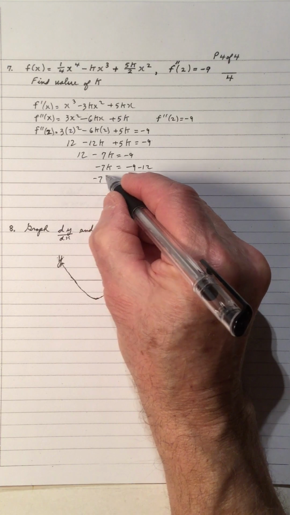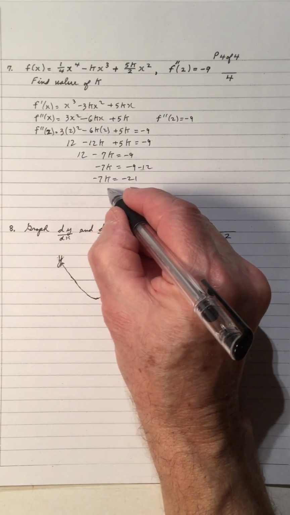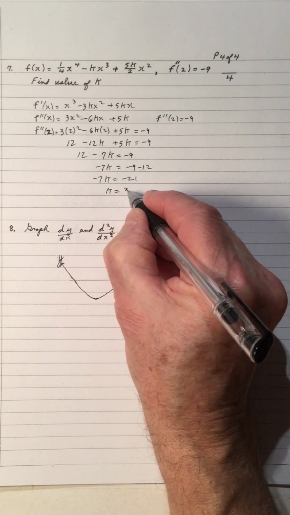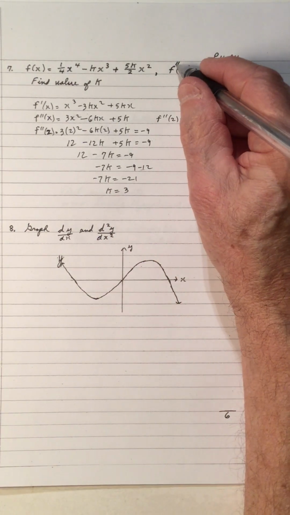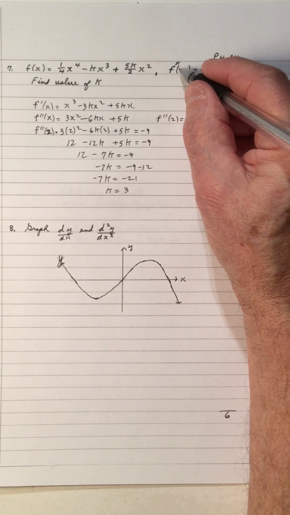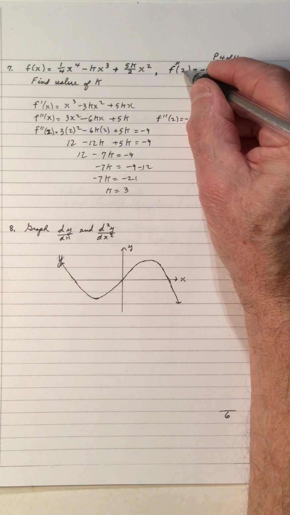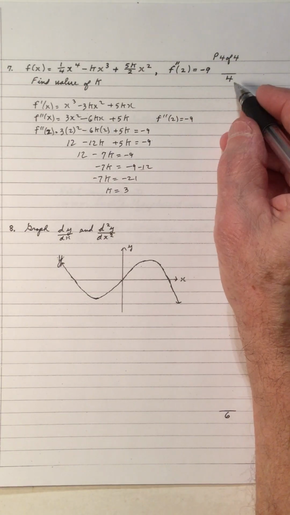-12, so -7, that's a -21. Divide by -7, and I'll get 3. So when k is 3, when you do the second derivative, you get a -9. So 3 is the answer. And there's 4 marks for this.